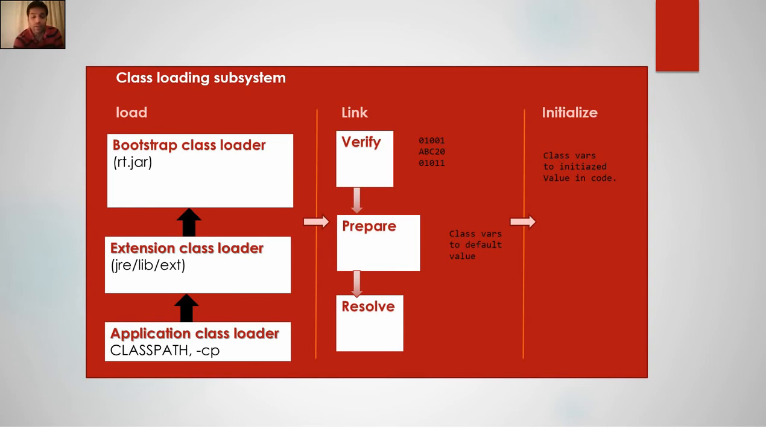So in the prepare phase, for example, we talked about public static boolean isCorrect equal to true, right? When its memory was allocated, it was set to false initially. And now in the initialize phase, the actual value that we mentioned in the code is set to that memory area. Okay, so those are the three different phases involved in class loading.